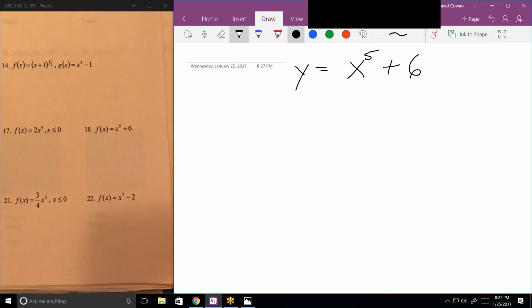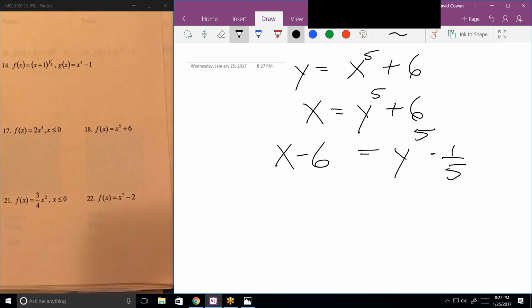So next line. So this would be x is equal to y to the fifth plus 6. Next line. And then it'd be x minus 6 is equal to y to the fifth. And the last line. Then we would multiply it by 1/5 on both sides? Not multiply, exponentiate. There's a big difference between multiplying by 1/5 and exponentiating by 1/5.